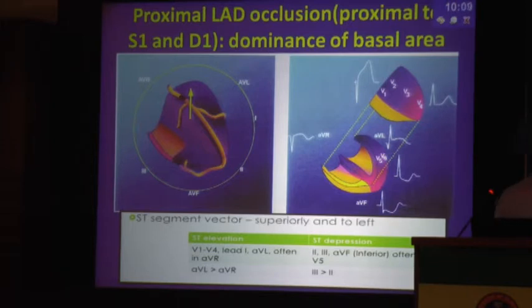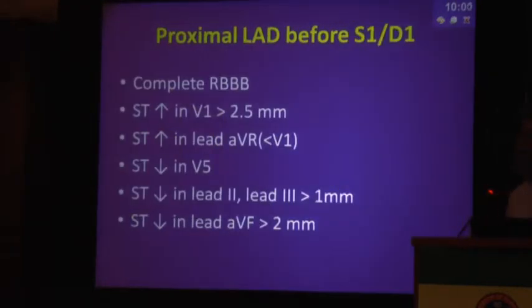So what you will have in a proximal LAD block is ST elevation in AVL, AVR, and ST depression in 2, 3, AVF. So this is what defines a proximal block. To summarize, if there is a complete right bundle branch block with anterior wall infarct, it's a bad prognosis, it's a proximal LAD block.